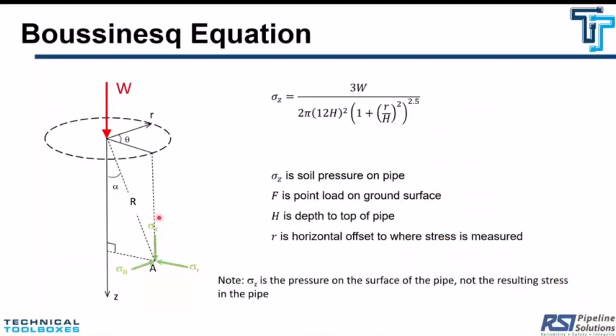Another equation that's used in the CEPA calculator to calculate the soil pressure from the vehicle is the Boussinesq. The Boussinesq equation is provided here for a single point load. The vertical pressure on the pipe is 3 times the point load divided by, in the denominator, pi is just the pi number, h is the cover depth, and r is the lateral offset between the point load and the pipe.